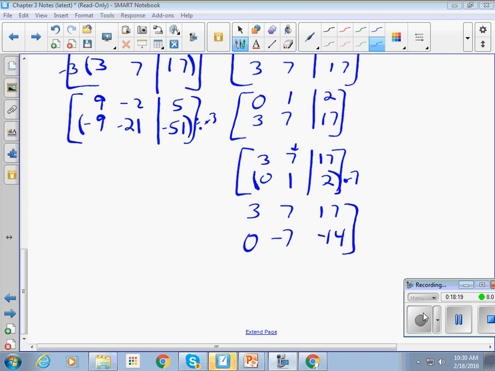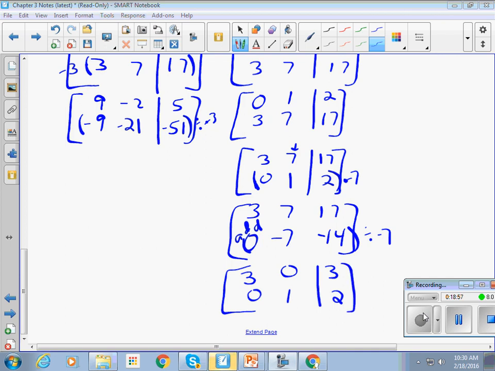-14. So I'm going to add my bottom one to my top one, replace the top. So when I add, we get 3 plus 0 is 3. 7 plus -7 is 0. 17 plus -14 is 3. And then my bottom one, before I rewrite it, I'm going to go ahead and divide that out by my -7. So I get 0, 1, 2.